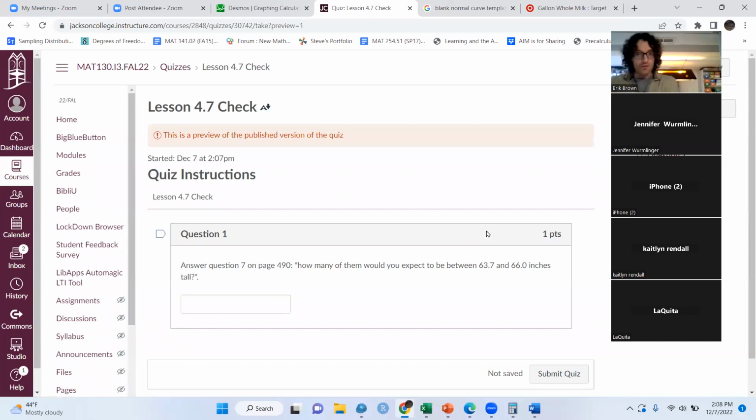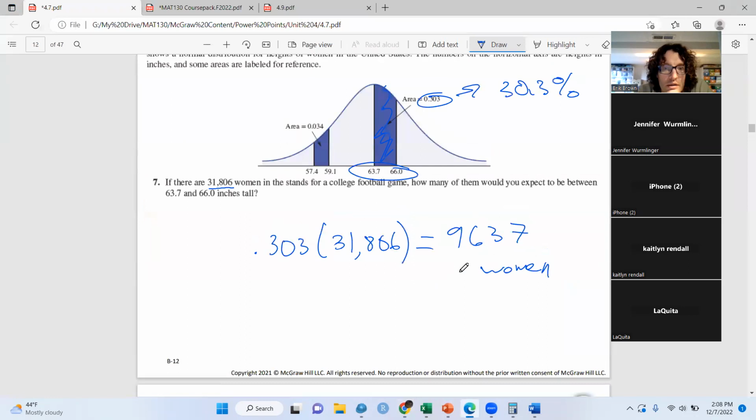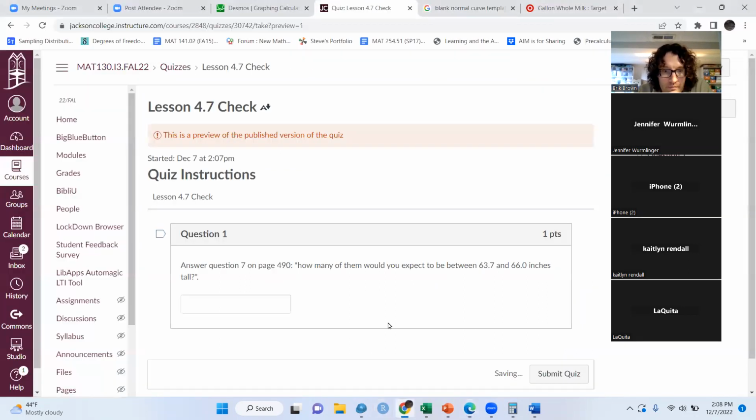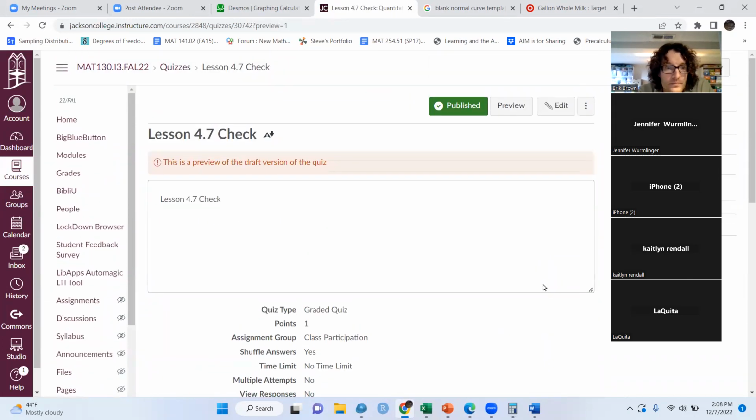Answer question 7, page 490. How many of them would you expect between 63.7 and 66 inches? We already answered that. That was this one. 9637. We would expect 9637. Yep.